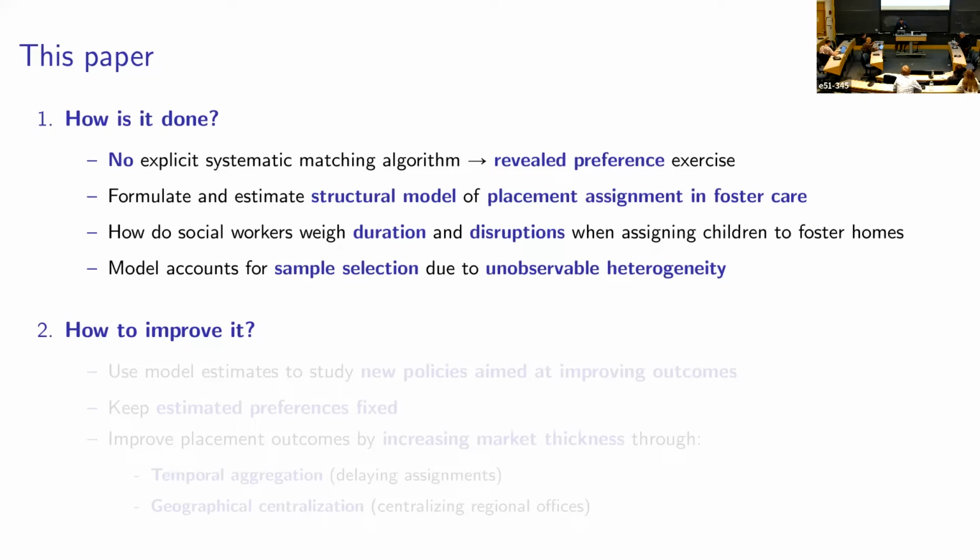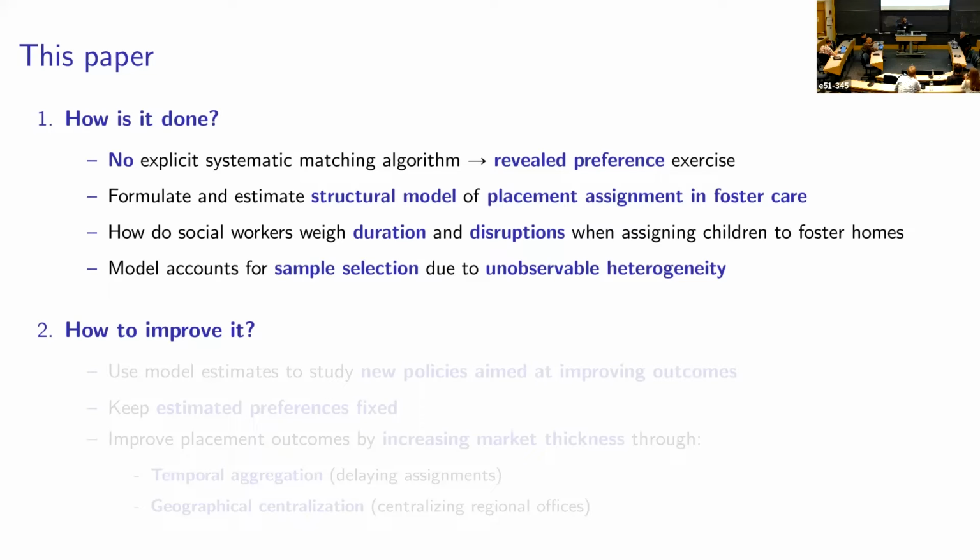The key challenge in this market, and perhaps one of the main differences with other markets that are widely studied and that we've seen for the past two days, is that even though it's a highly regulated market, centralized in the government, and the government runs the show, there is not an explicit systematic matching algorithm. Basically, there's no rule that allows us to predict with certainty which child is going to be taken care of by which foster home. So what I do is a revealed preference exercise.